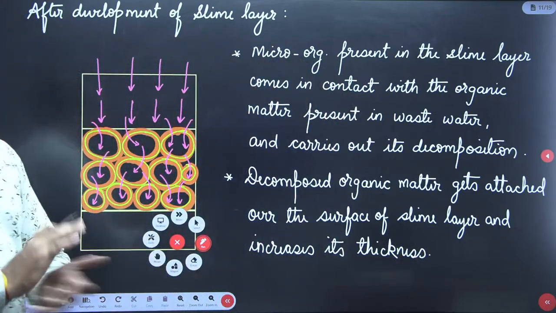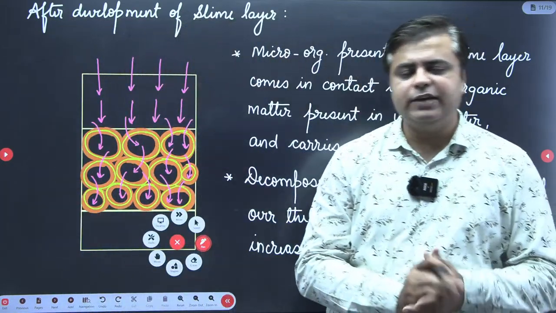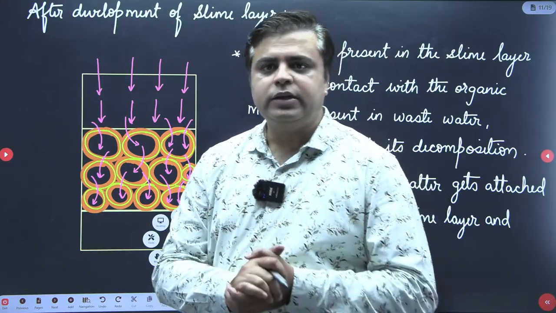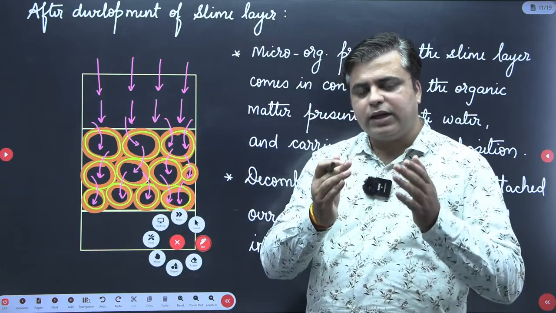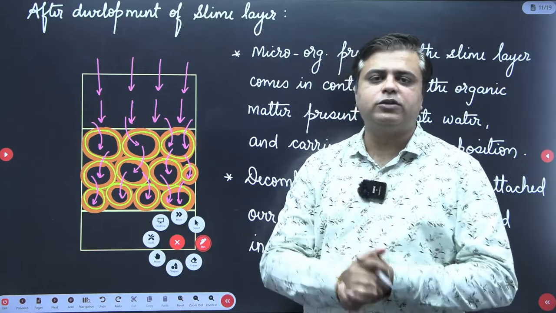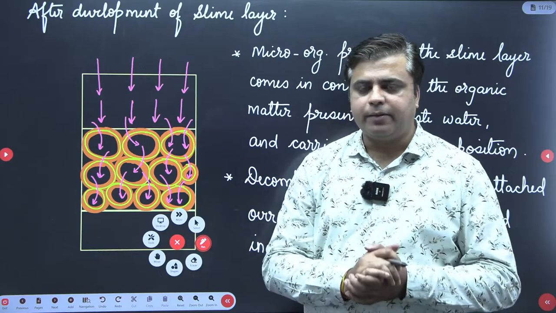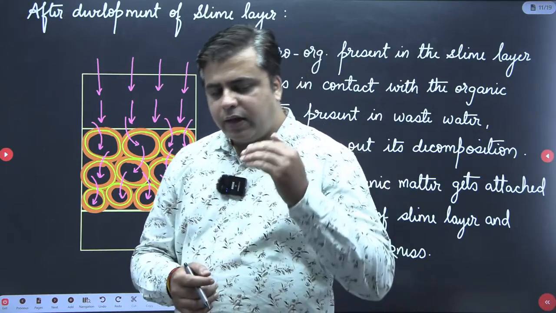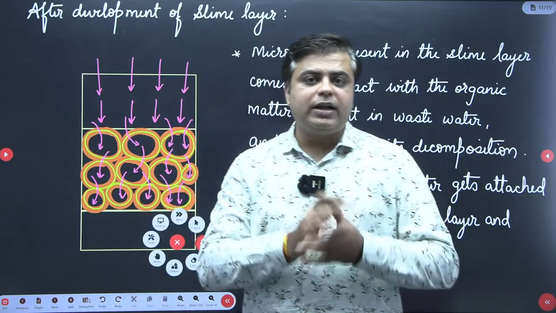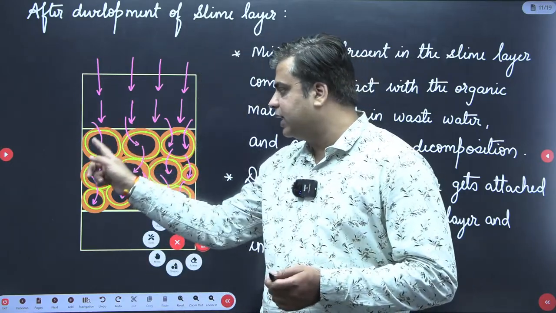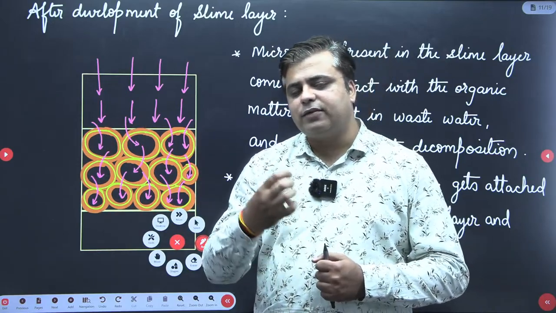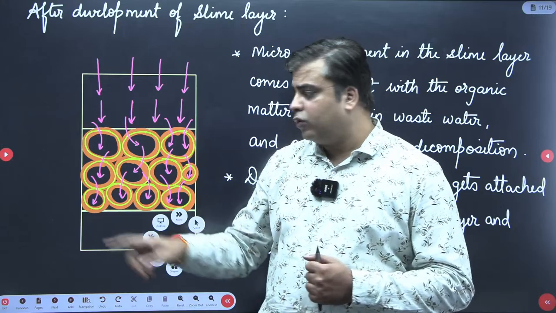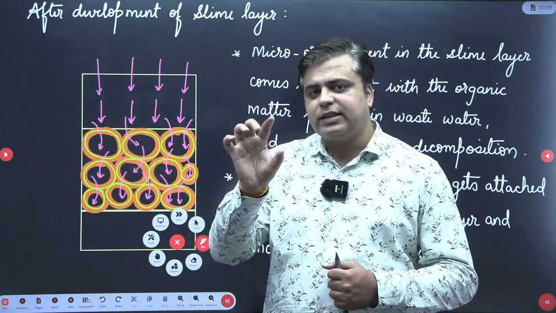So I think till now the mechanism of the trickling filter is very clear to you. Initially, when we start the operation, we allow the wastewater to trickle over the trickling filter for some time, say 2-3 weeks. In these 2-3 weeks, the biomass present in the wastewater gets attached over the surface of the filter medium and forms the slime layer. This slime layer contains active microorganisms. After 2-3 weeks, when the slime layer is developed and you apply the wastewater, the organic matter present in it comes in contact with the microorganisms in the slime layer. These microorganisms carry out the decomposition of the organic matter, and whatever biomass is formed gets attached over the surface of the filter medium and increases the thickness of the slime layer.